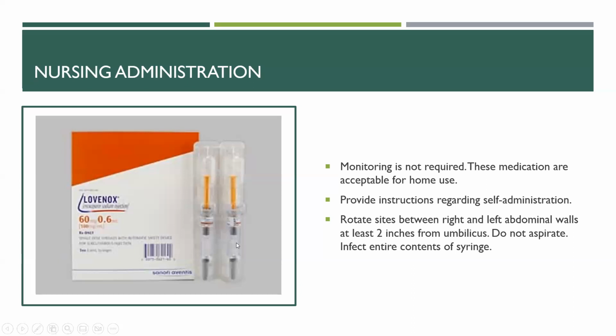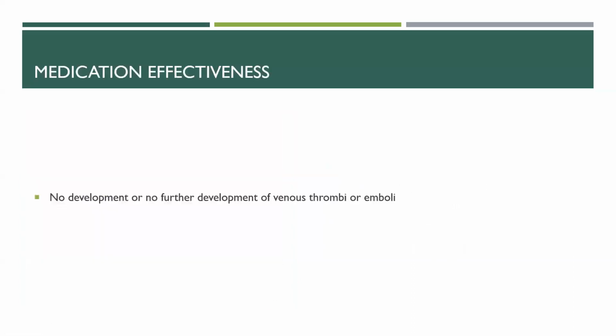In this syringe, there's a little air bubble, and when you press it all the way down into the skin, it's going to kind of pop, and the safety is located all within this whole syringe. So it's not like you have to do a different safety. You just press the whole thing and it goes in. To see if the medication is therapeutic, you just want to see that there's no development or further development of venous thrombi or emboli.